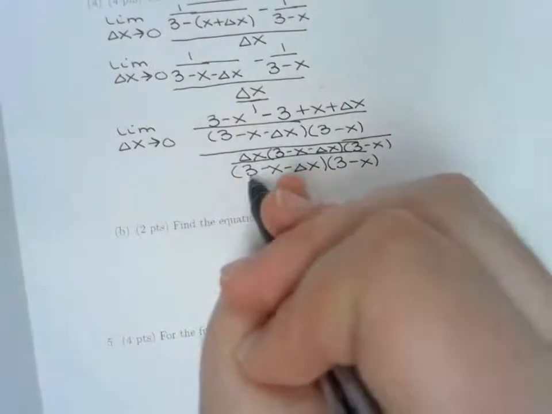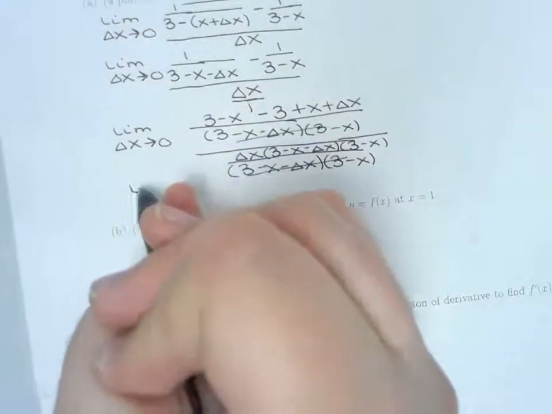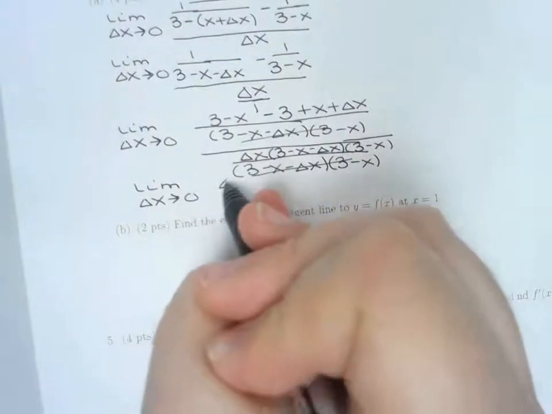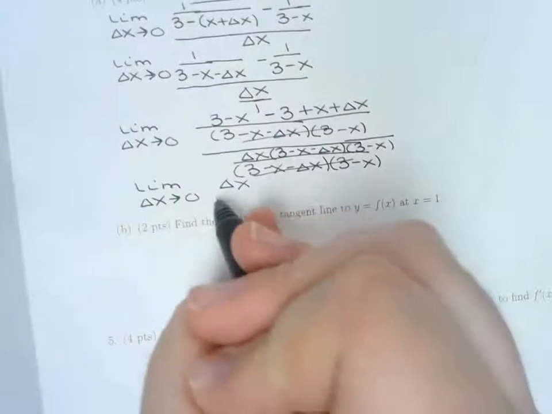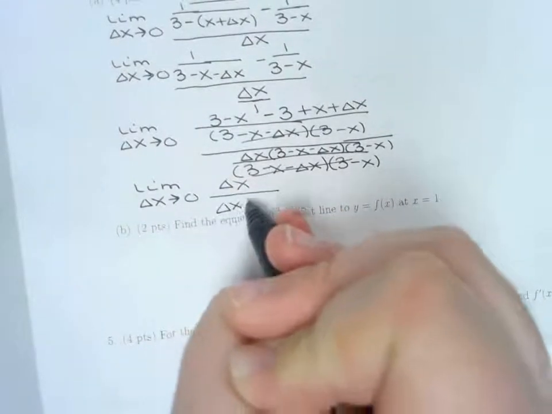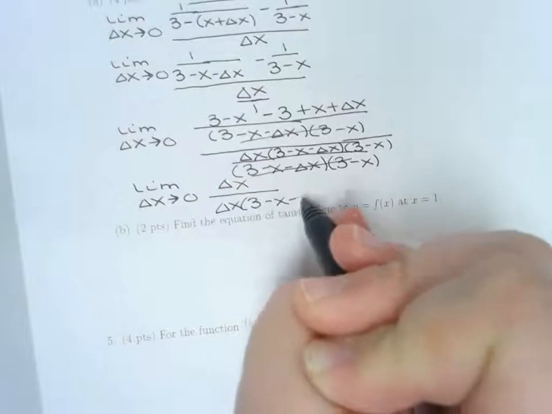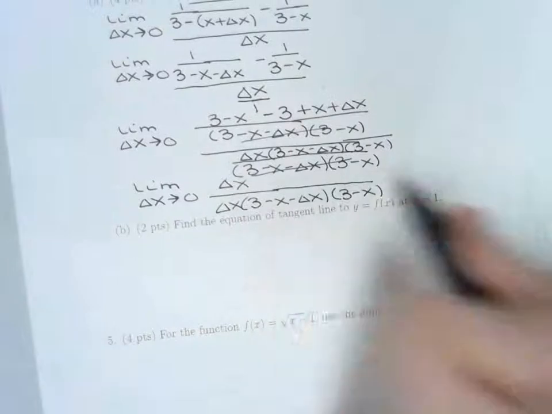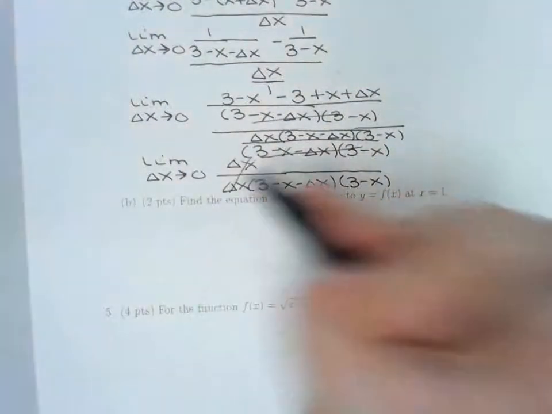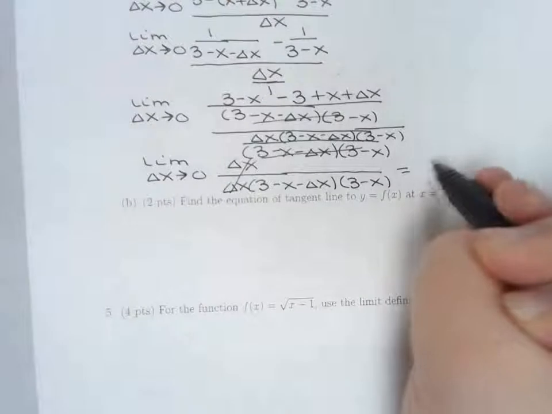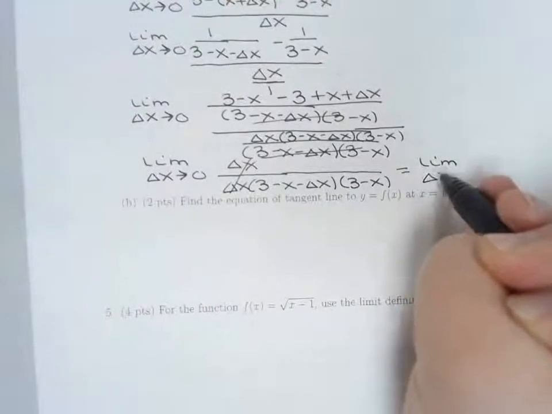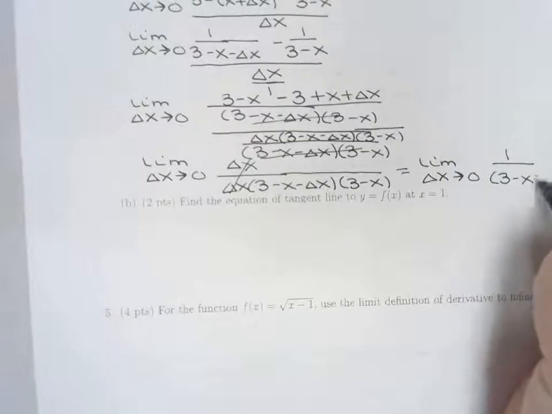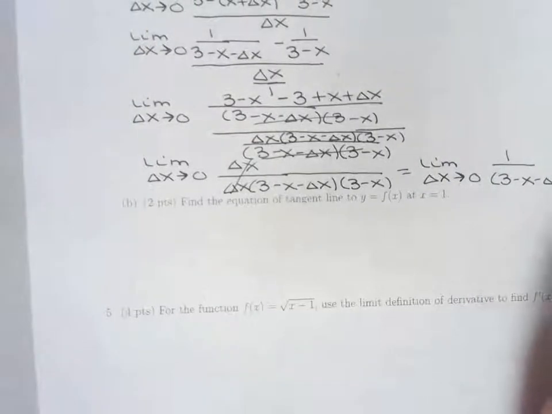Let's simplify some. The two denominators are going to be gone. The top will become what? Just delta x. 3 minus 3, negative x plus x is gone. And I have delta x times 3 minus x minus delta x times 3 minus x. Delta x's cancel, so I have limit as delta x goes to 0 of 1 over 3 minus x minus delta x times 3 minus x.